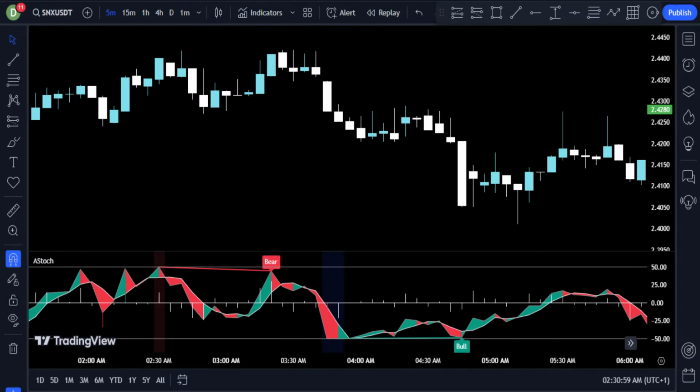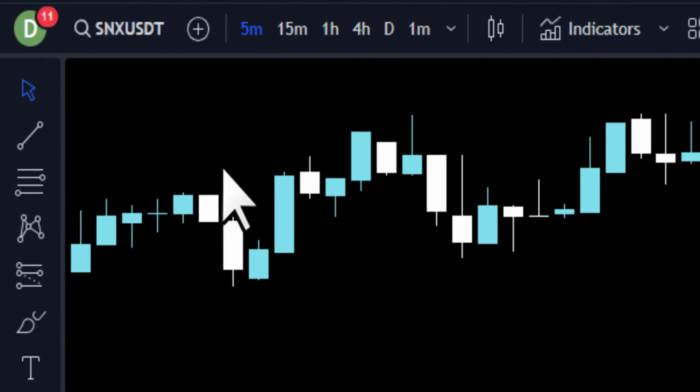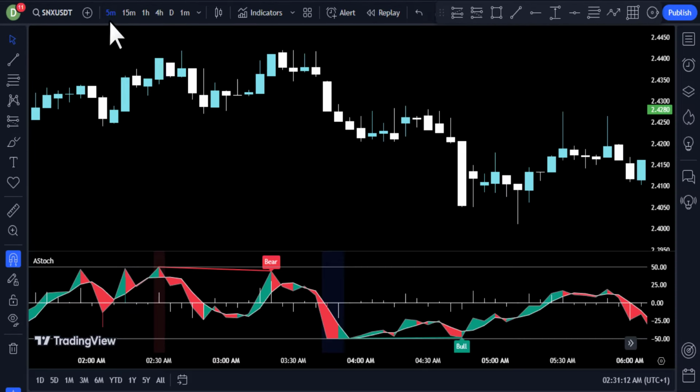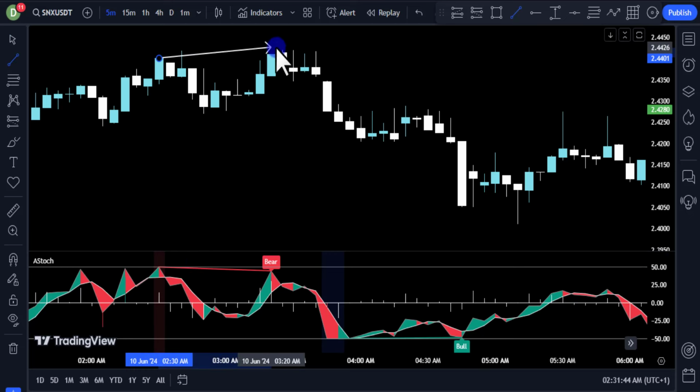Here is an example of a sell position on the same Synthetix network token with the USDT perpetual contract and on the 5 minutes time frame. You can see that the price moved up around here. But you got a sell signal from the indicator because of this divergence between the indicator and the price.